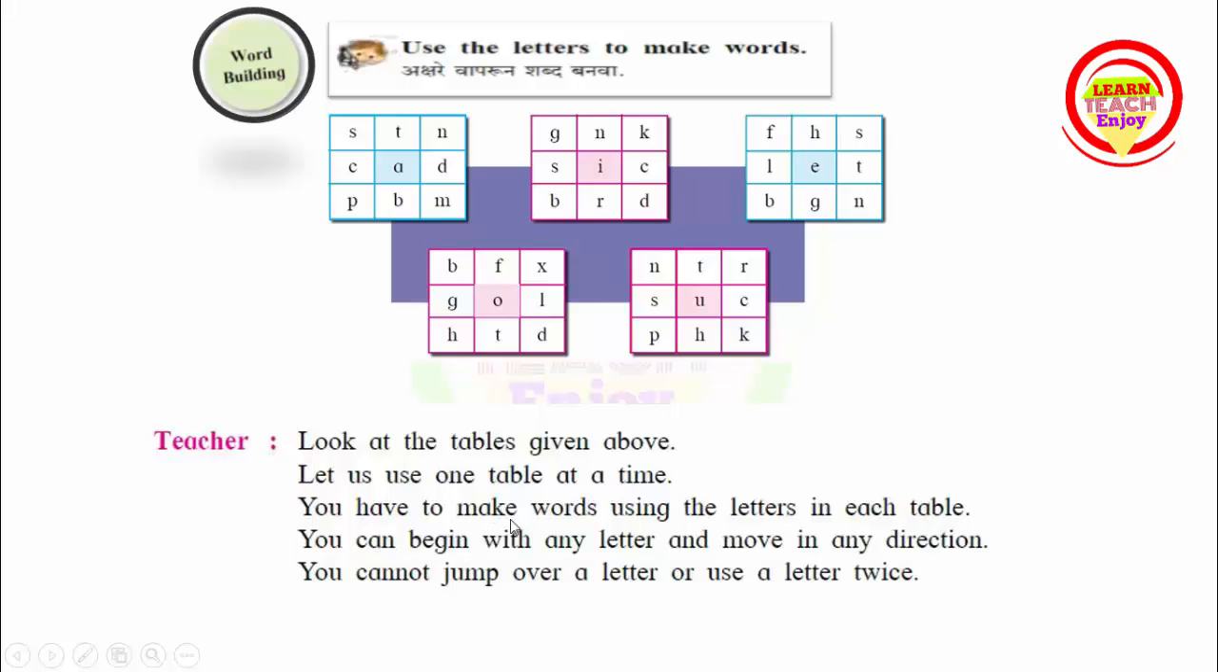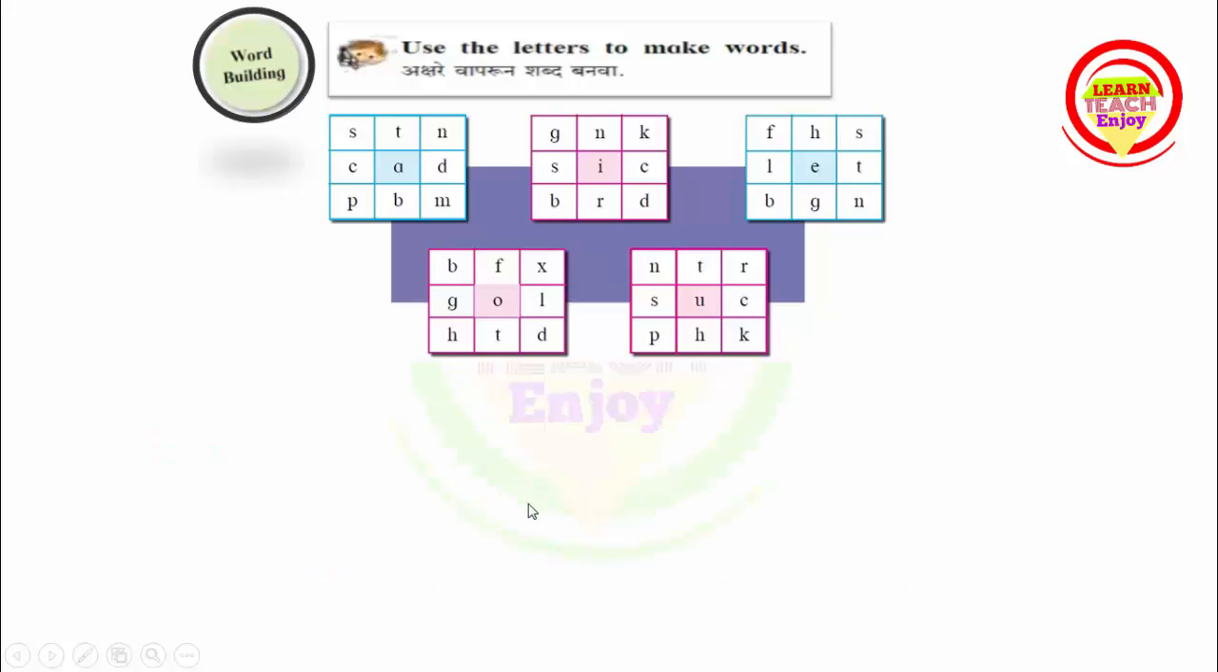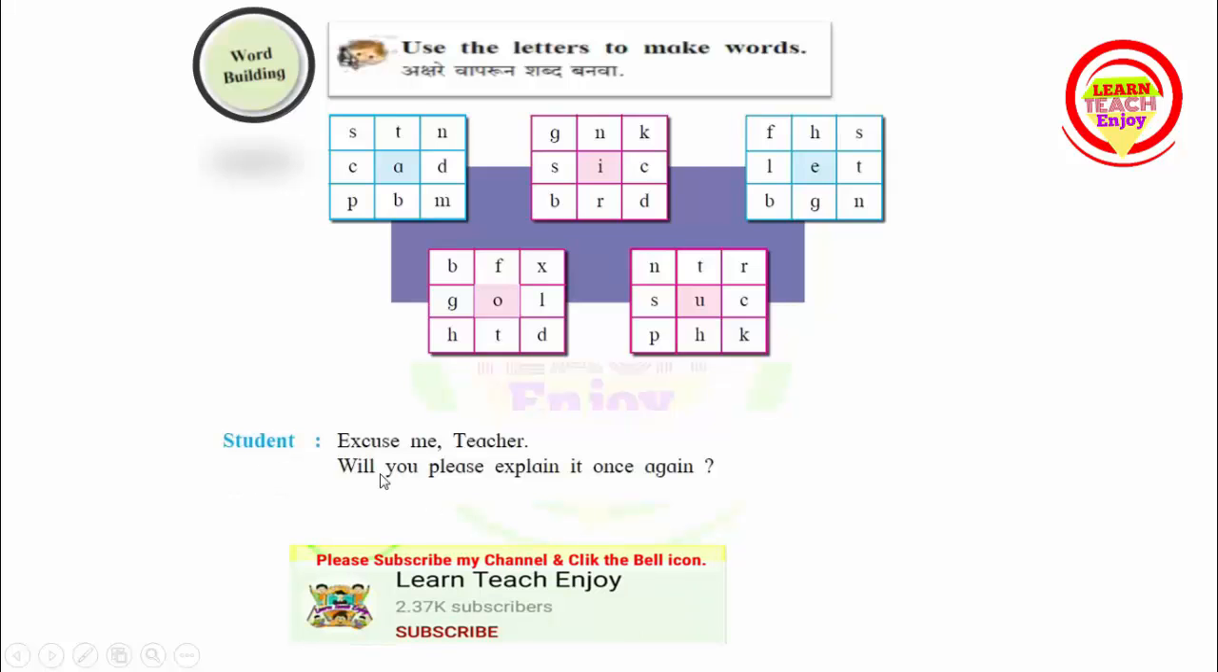You have to make words using the letters in each table. You can begin with any letter and move in any direction. You cannot jump over a letter or use a letter twice. Here teacher set some rules. Next student said, excuse me teacher, will you please explain it again? There is confusion.